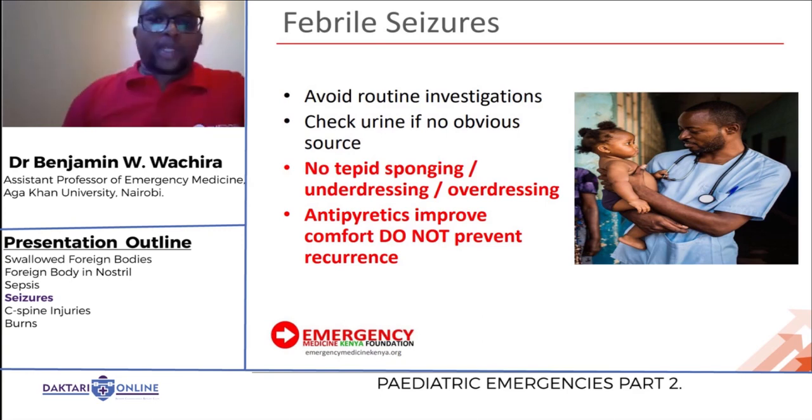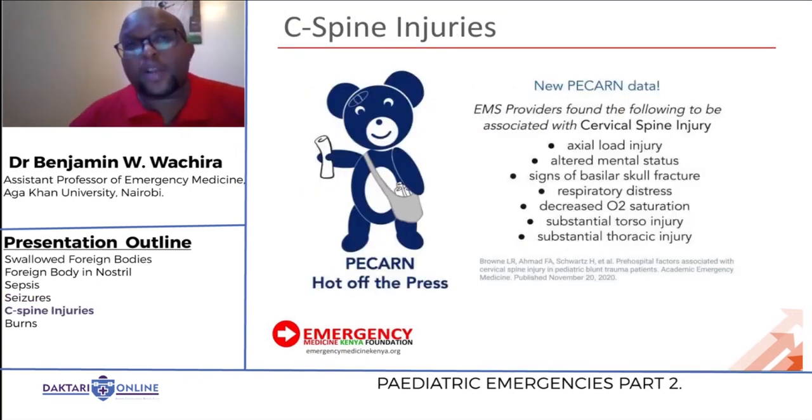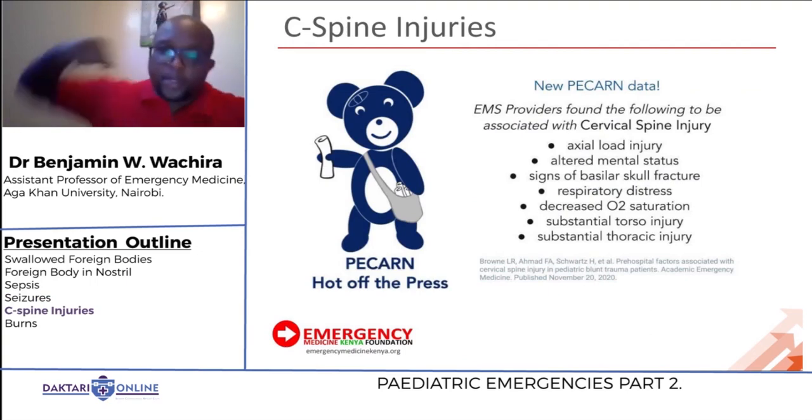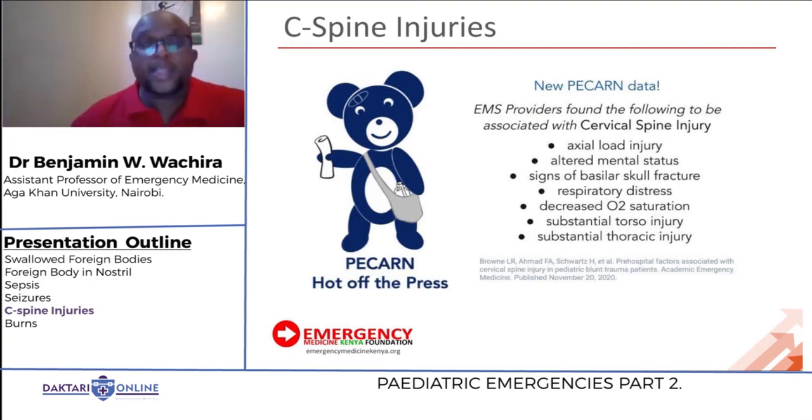So again, those things to work out: it's a childhood seizure after 1 month of age, child has a febrile illness, no CNS features, less than 15 minutes, generalized, no recurrence within the last 24 hours, and no post-ictal pathology as discussed. All right, C-spine injuries are not that common in kids, but worry if a child has axial loading, meaning they fell on their head, they are confused, there are features of basal skull fractures, they're in respiratory distress, they have decreased oxygen saturation, substantial injury to the torso, substantial injury to the chest.